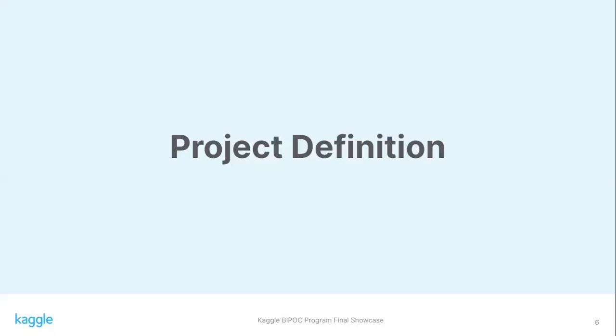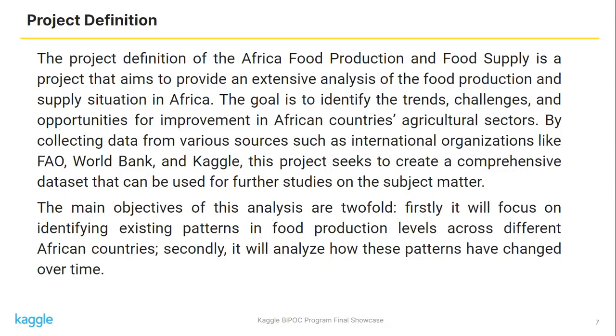Project definition. The African food production and food supply project aims to provide an extensive analysis of the food production and supply situation in Africa. The goal is to identify the trends, the challenges, and opportunities for improvement in African countries' agricultural sectors. By collecting data from various sources such as international organizations like FAO, World Bank, and Kaggle, this project seeks to create a comprehensive data set that can be used for further studies on the subject matter.